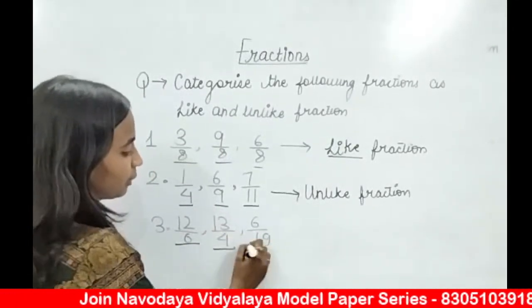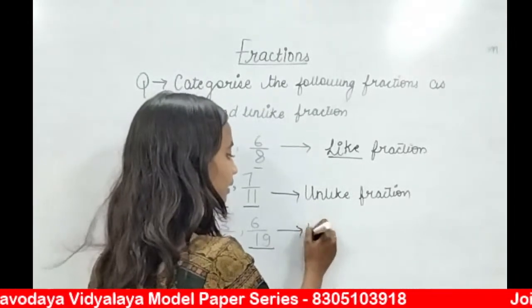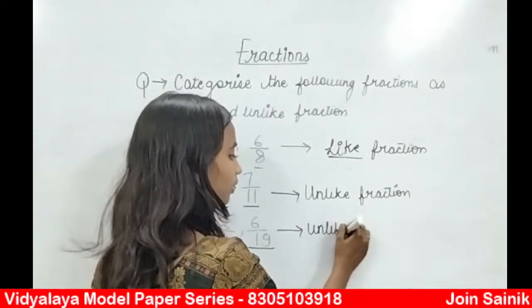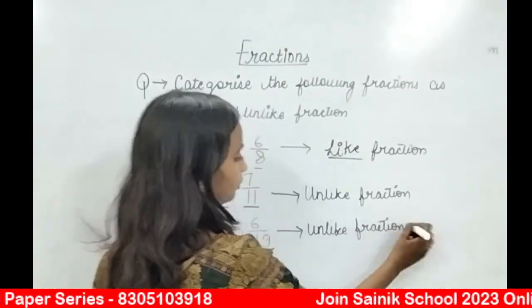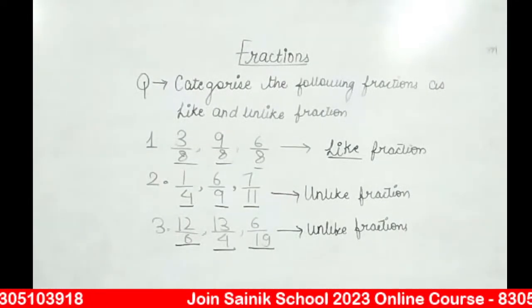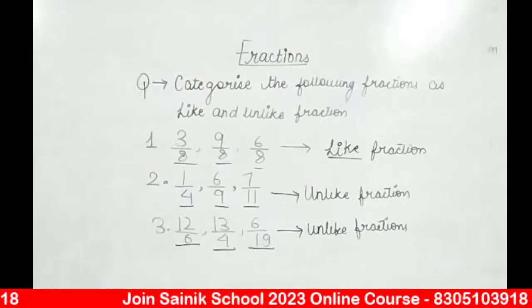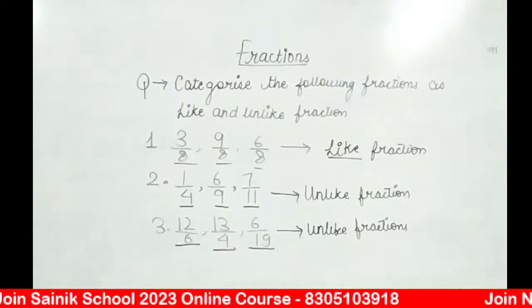12 by 6, 13 by 4, 6 by 19. Again the denominators are different. So these are unlike fractions. Okay, good everyone. Everyone's answer is correct. Very good. Khushi, Akshat, Nilesh, everyone is correct. Very good. These are unlike fractions.